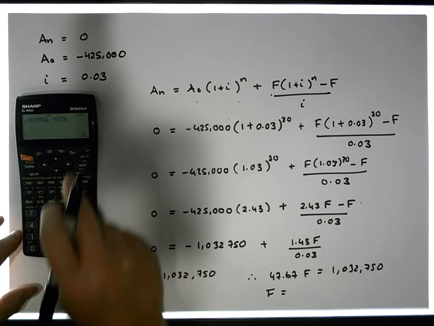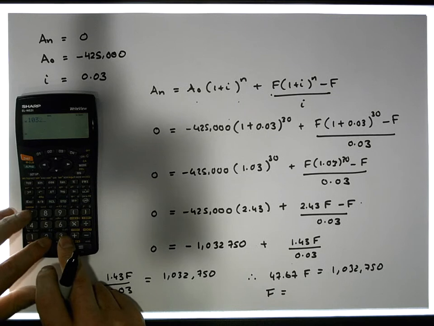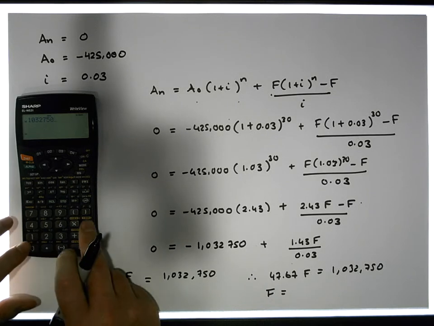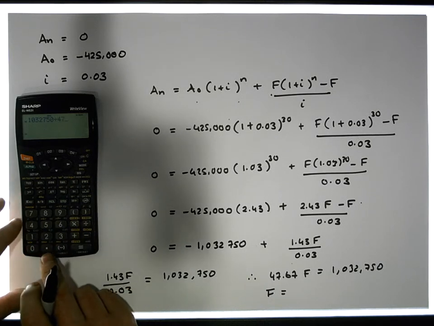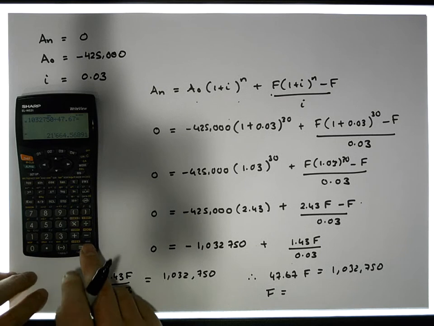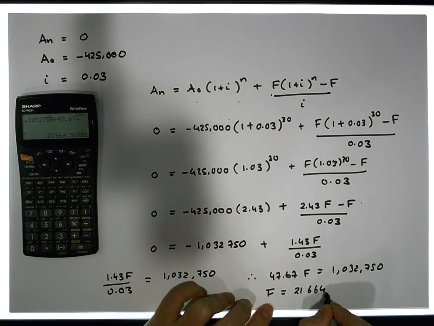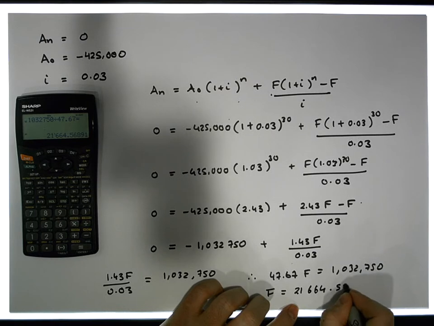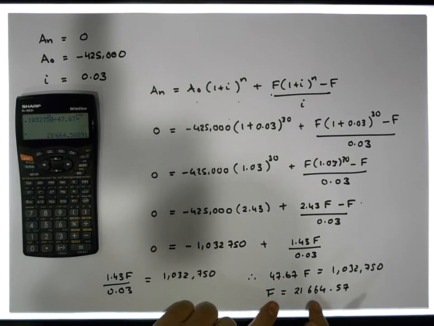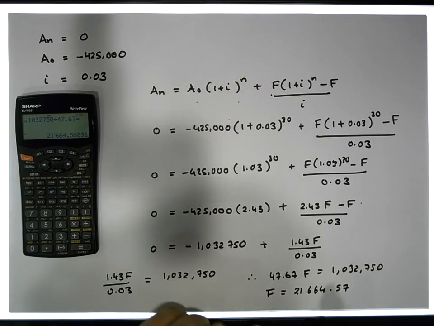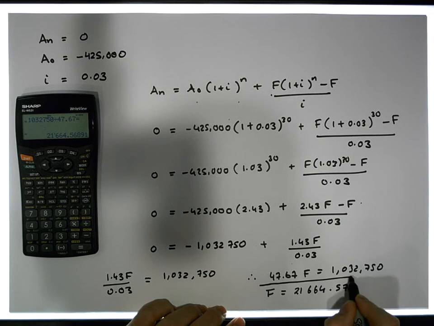So let's do that. We have 1,032,750 divided by 47.67, which gives us 21,664 euros and 57 cents. This is how much you need to pay back annually. And here's the answer. So this is the annual repayment.